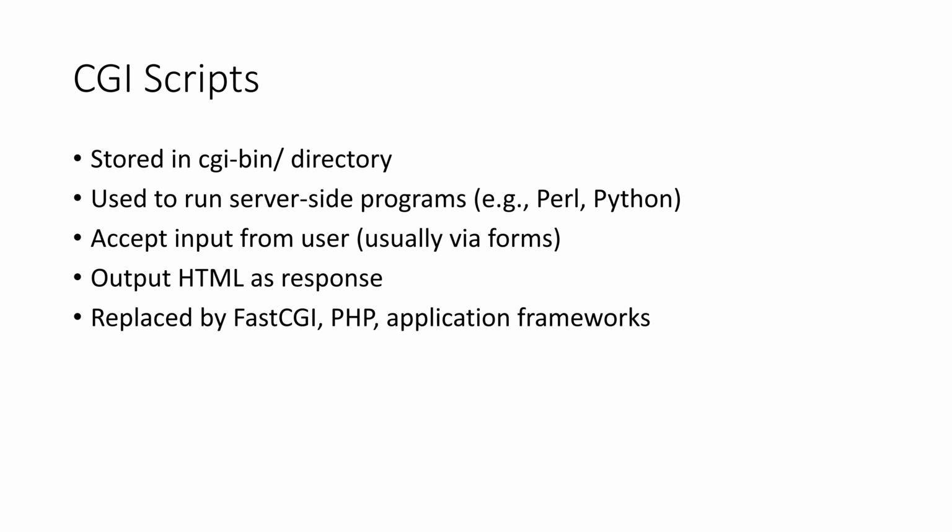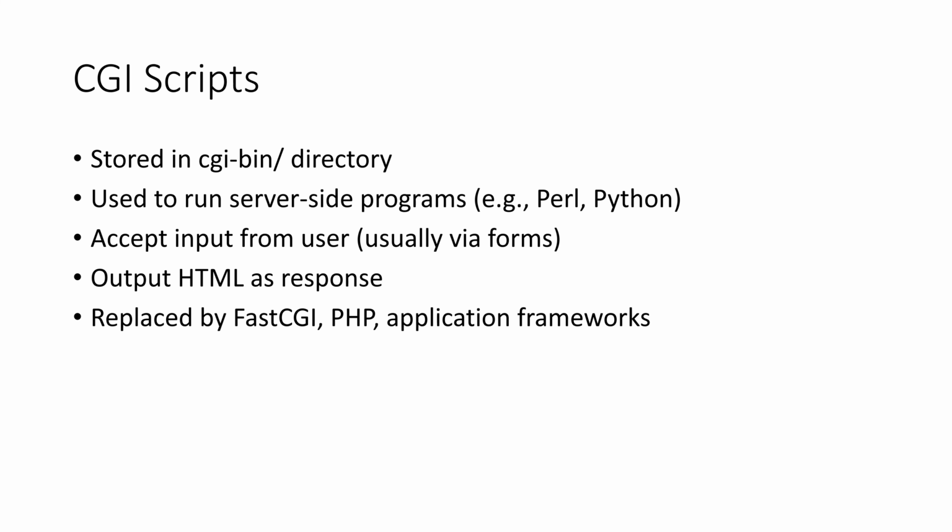Now, CGI scripts. Back in the early days of the web, one common way to generate dynamic content was using CGI scripts, short for Common Gateway Interface. These were server-side programs, often written in scripting languages like Perl, Python, or C, stored in a special directory called CGI bin. When a user submitted a form, for example entering their name, the server would run the corresponding CGI script. The script processed the input, maybe looked up a database, and then returned a full HTML response.